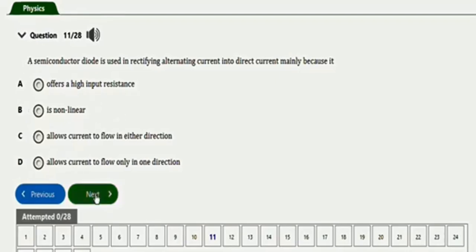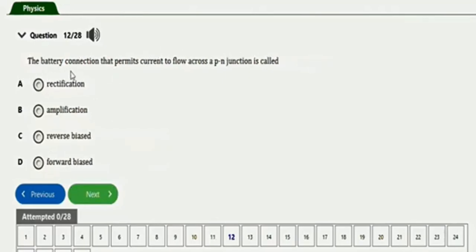Next question will be this one. It says the battery connection that permits current to flow across a PN junction is called, we have option A, rectification, amplification, reverse bias, forward bias. So the right option here is option D, which is forward bias. Take note of this question as well.